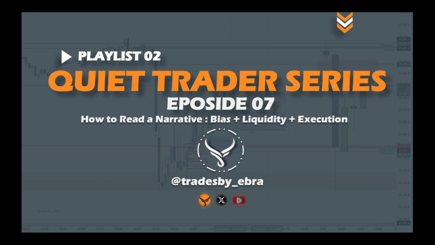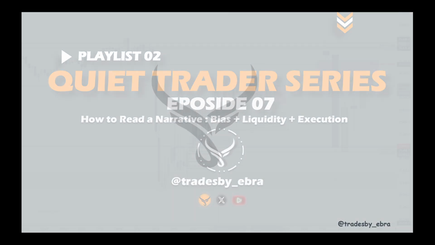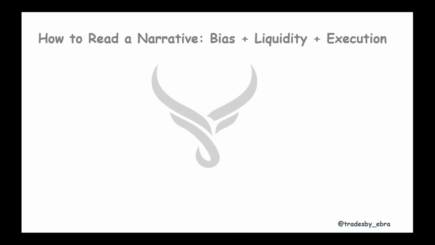Now with this episode, we are going to see how to connect narrative, bias, and liquidity to the level of execution. Here we're looking at how to read narrative. The first point I want us to understand is that narrative drives us to bias. You can't have bias if you don't have narrative. We are also going to talk about liquidity and then execution, but the main reason for this video is narrative, because we talked about liquidity in the previous episodes.